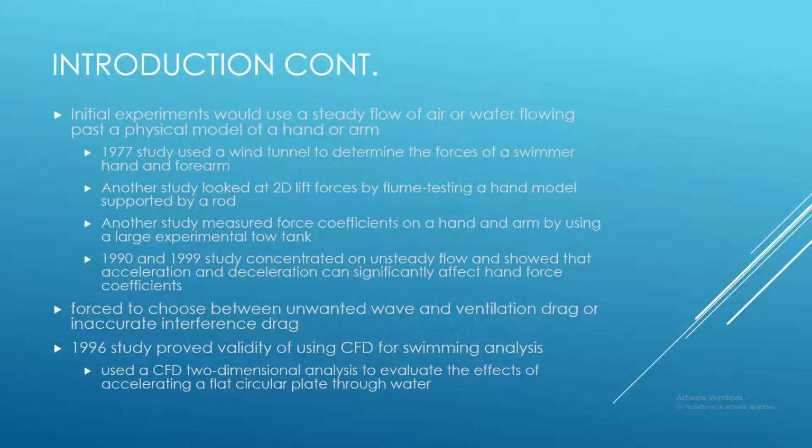One early study in 1977 used a wind tunnel to determine the forces on a swimmer's hand and forearm, but the lift forces were two-dimensional and the third dimension was ignored. Another study looked at the 2D lift forces by flume testing a hand model supported by a rod. However, interference drag was not accounted for since it was assumed that the support rod encountered equal drag force whether the hand was attached to it or not.